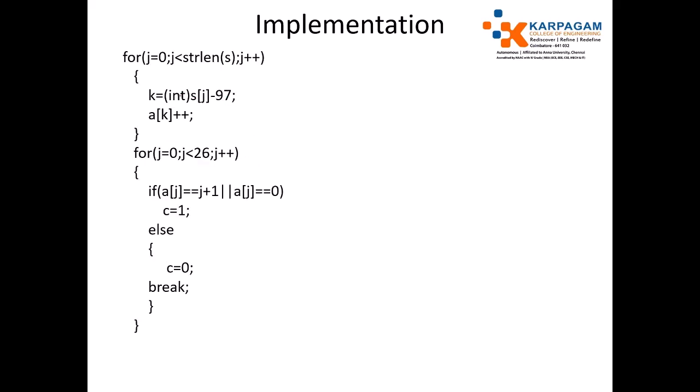Just read the character, typecast it into an integer, subtract 97, and in that location just increment the count by 1. By using this we can count the frequency of every character in the string.